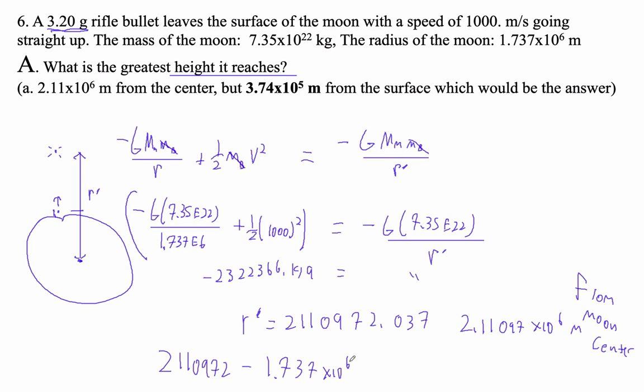That makes these problems a little harder, right? So I'm getting that is 3.74 times 10 to the, let's see, 1, 2, 3, 4, 5, 10 to the 5th, of course, right? Couldn't be 10 to the 6th. Okay. All right. 3.74 times 10 to the fifth meters above the surface.